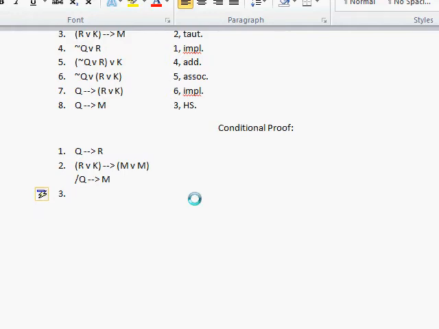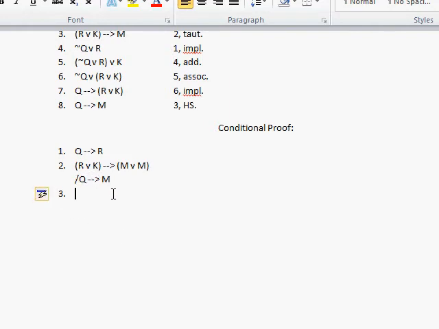So, conditional proofs. Conditional proofs are typically used to prove problems whose conclusions have the conditional as their main operator. You don't need to use them to do that. Later we're going to learn indirect proofs, and you can use conditional proofs and indirect proofs interchangeably as different ways to solve the same problems.